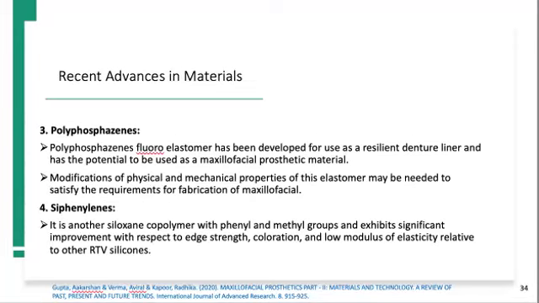Polyphosphazenes. These materials were originally developed to be used as resilient denture liners, but modifications of the physical and mechanical properties of this material enable it to be used in the fabrication of maxillofacial prostheses. Cyphenylines is another siloxane copolymer with phenyl and methyl groups and exhibits significant improvement with respect to edge strength, coloration, and low modulus of elasticity relative to the other room temperature vulcanizing silicones.